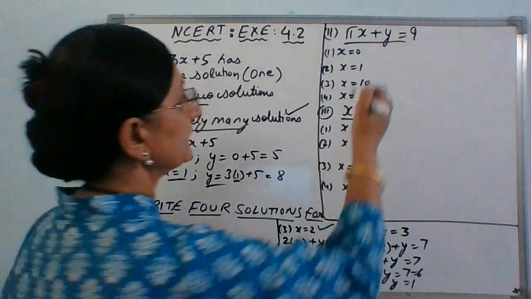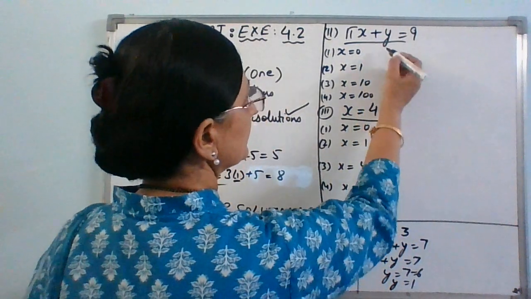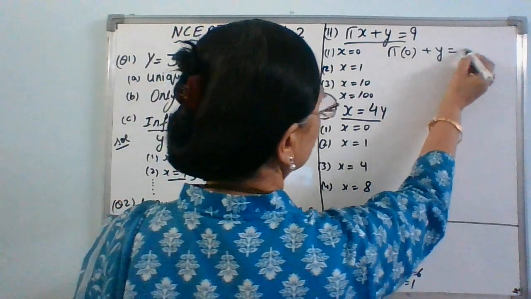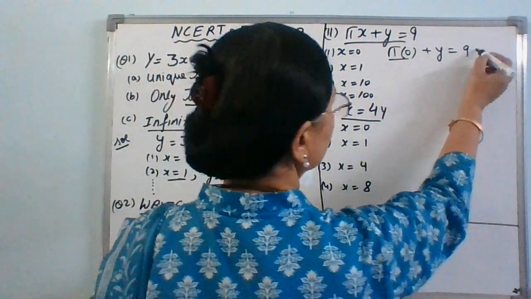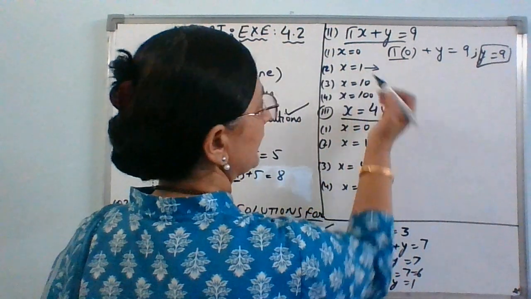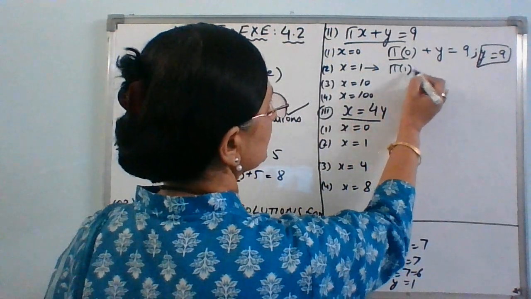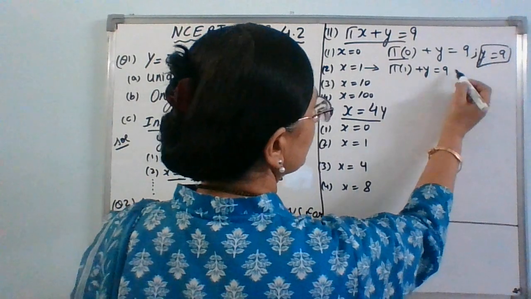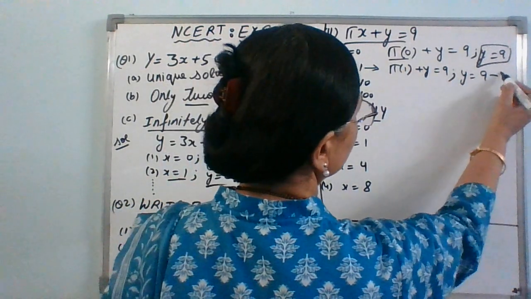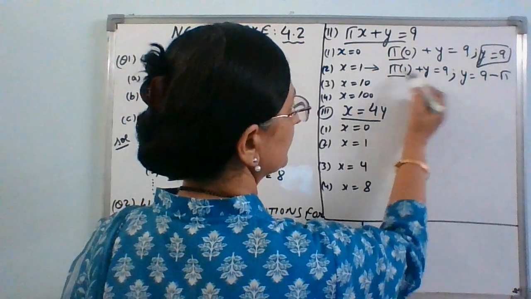There are 2 more parts there. Let us find this here. If x is 0, where there is x, you have to put 0 here. This becomes 0 and the answer is y is equal to 9. This is one solution. If you put x as 1, pi into 1 is pi, right? So here the equation becomes y is equal to 9 minus pi. You have to shift this to the right side with a change of sign.